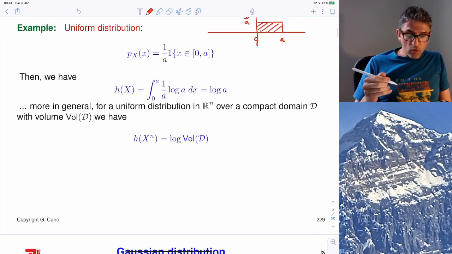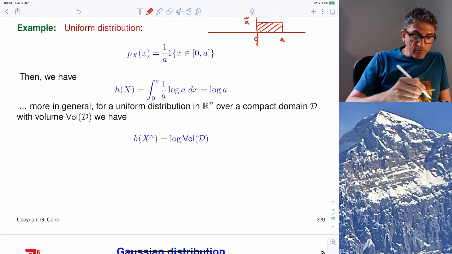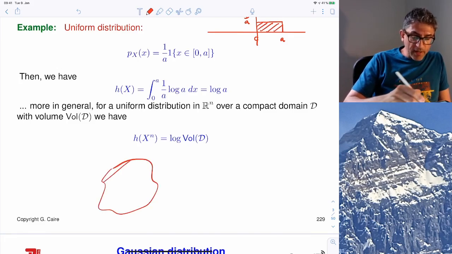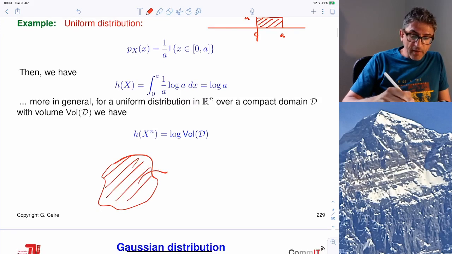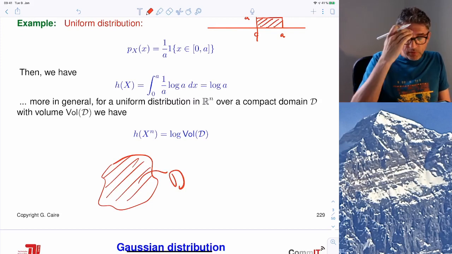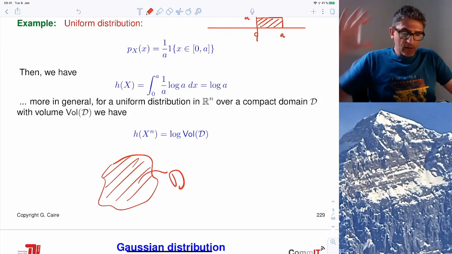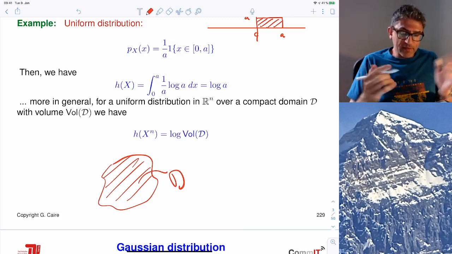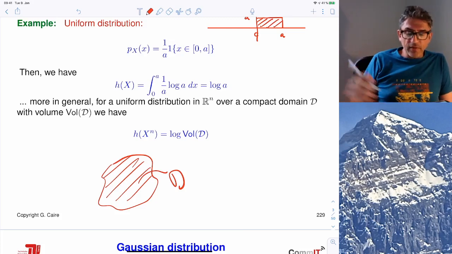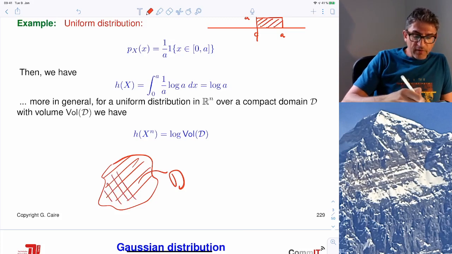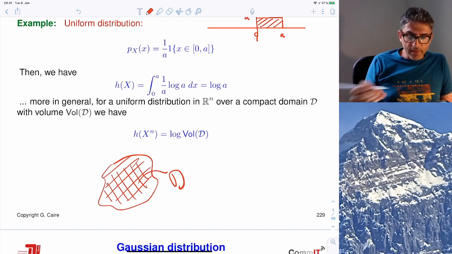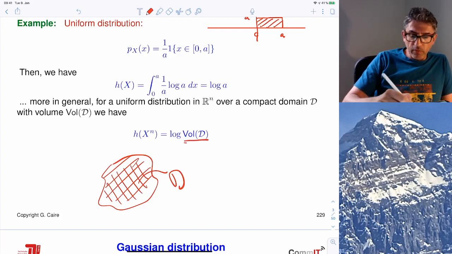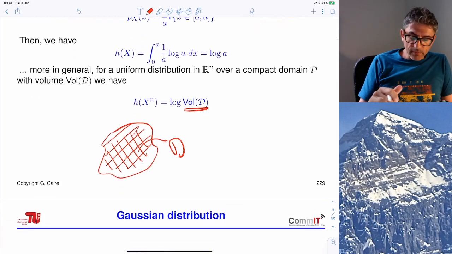If I generalize this to a random vector in a high dimensional space that is uniform over a certain volume, a certain compact set indicated as D as the domain of the random variable, a random vector uniformly distributed over a certain domain like this has differential entropy that is simply the logarithm of the volume of the domain.